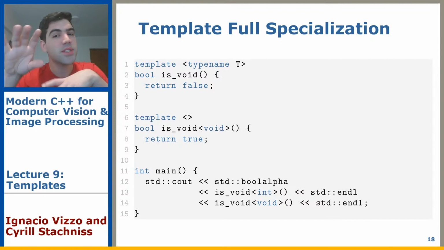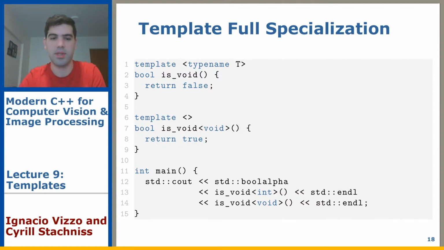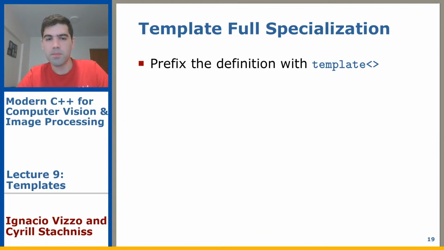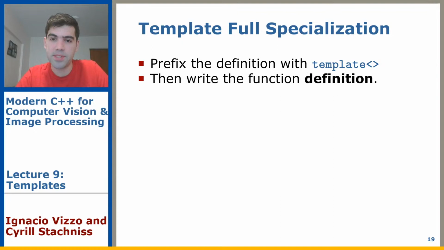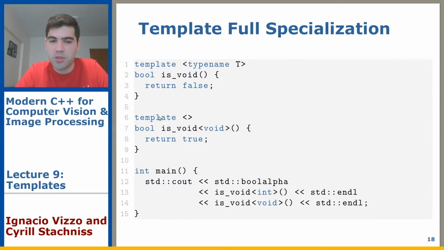If you are interested in this, I can show you some examples offline. But that's basically when you will want to use this. The syntax is the prefix with the definition: template, empty angular brackets, and then you write the function definition. This is like a function. What you're seeing here is a full specialization for a template function, but it's a function indeed. So whenever you do this, you will generate this symbol at compile time.